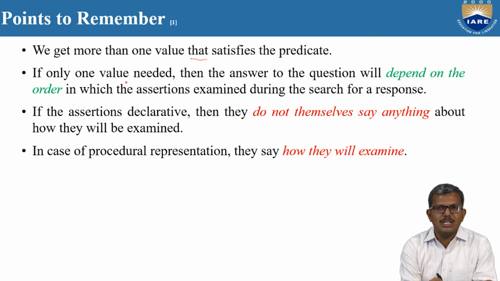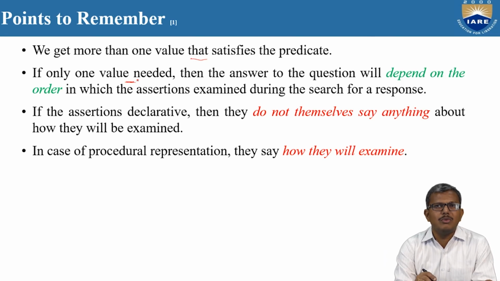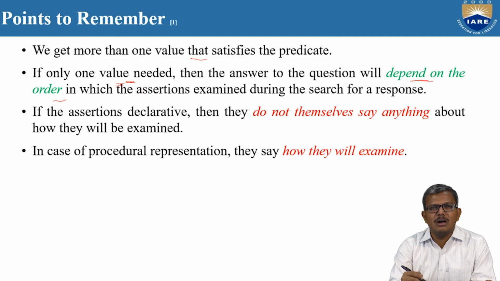But what happens if there is a chance of getting only one particular value? So in that case, it is going to depend completely on the order in which the assertions have been examined. During our search process, the first one we encounter is going to be the answer, when you are looking for only one possible outcome. Of course, if you are looking for all the outcomes, then all are going to come.